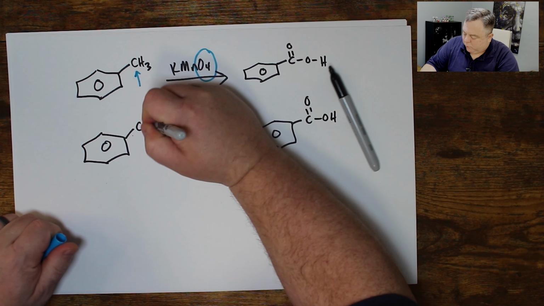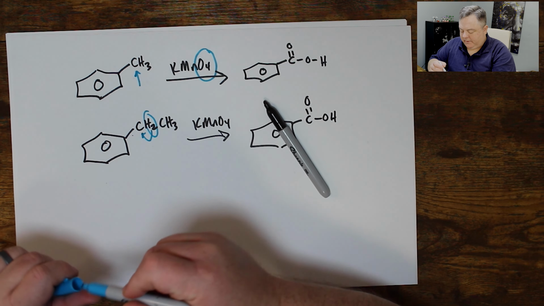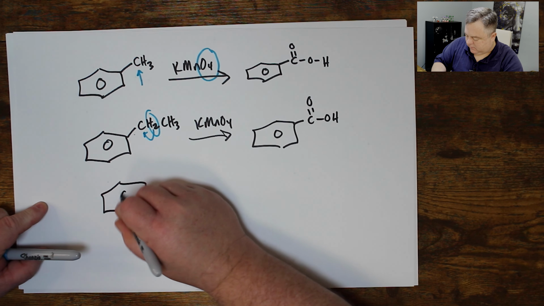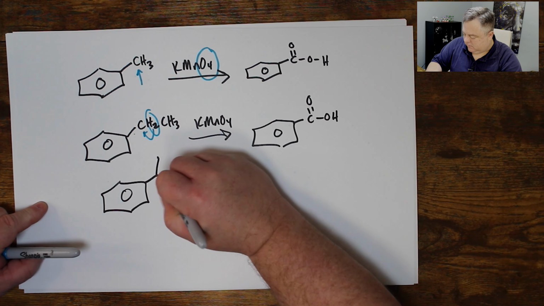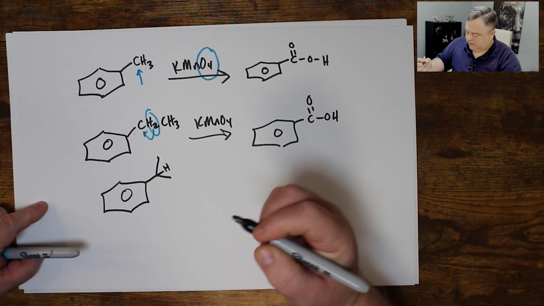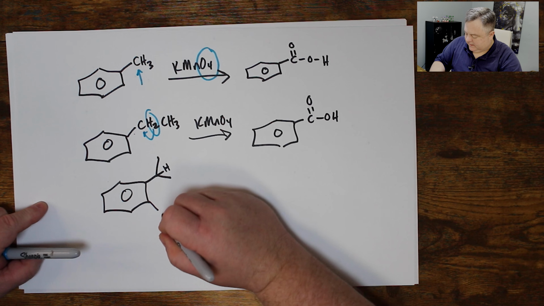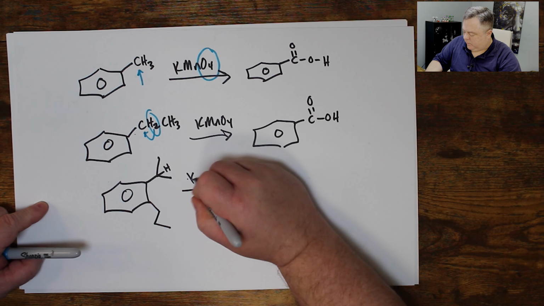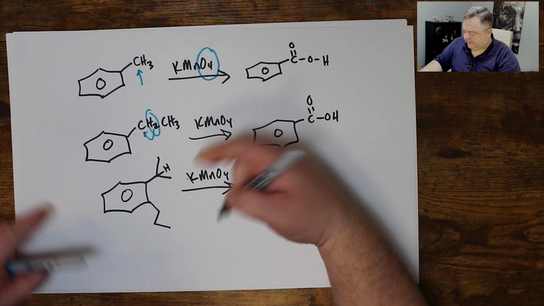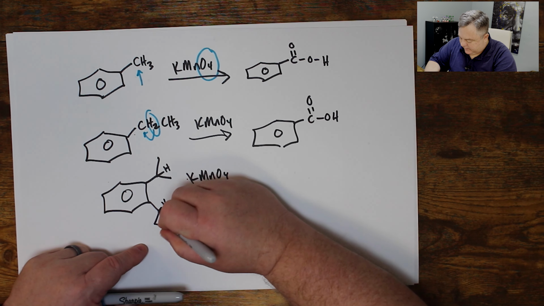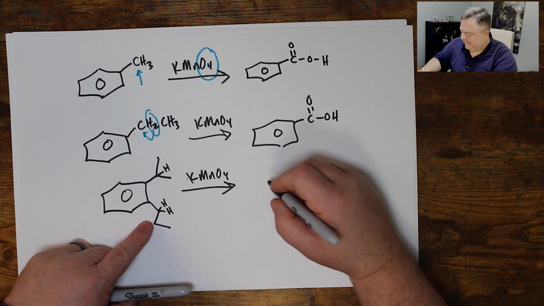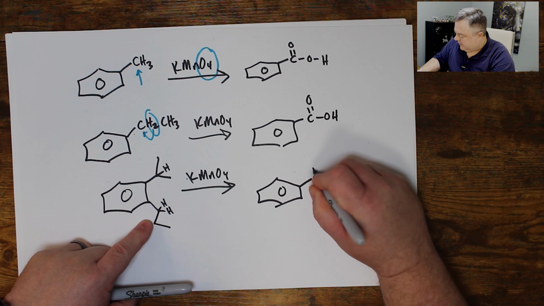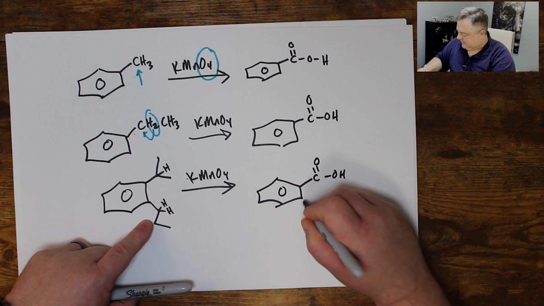As long as there's one hydrogen on that carbon, this will work. So we could do it with an isopropyl, and let's put a propyl down here. We add enough KMnO4, it lops. There's hydrogens on the carbon right next door to the benzene, so it lops everything off except for one of those carbons and turns them into carboxylic acids.